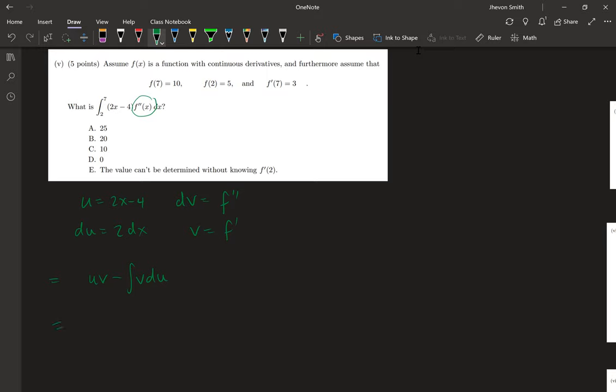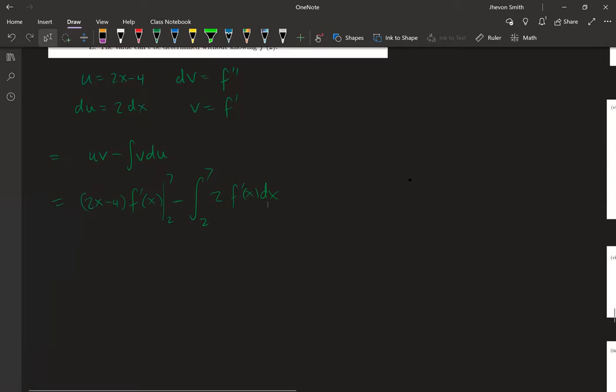So that is going to look like u times v, evaluated at 2 and 7, minus the integral from 2 to 7 of v du, so it's 2f prime. Okay, so now what would happen? I would plug in 7. So this would be 10 times f prime of 7 minus, if I plug in 2 here, I would get 0. And of course, the integral of f prime is going to just be f of x. So this would be 10 f prime of 7 minus 2 f of 7 plus 2 f of 2.